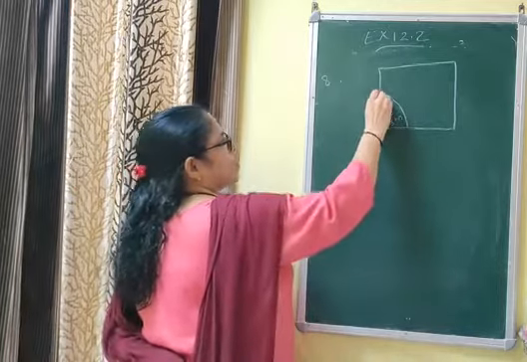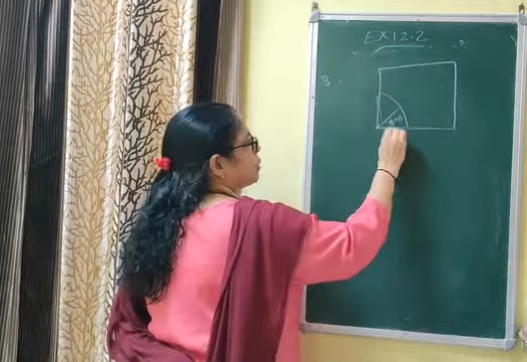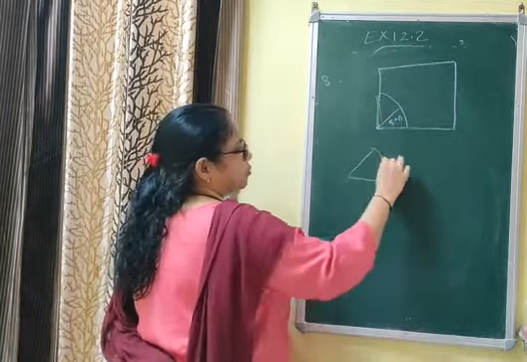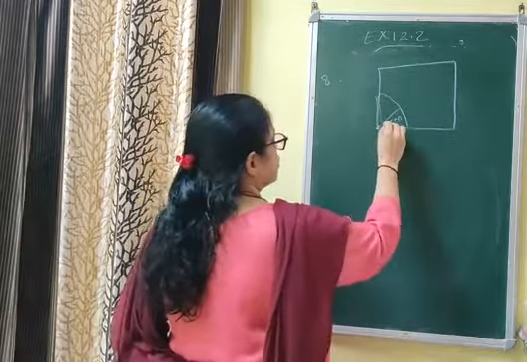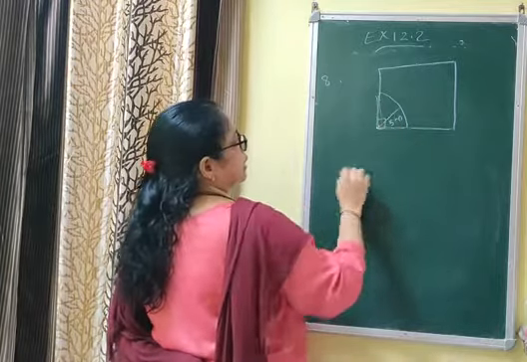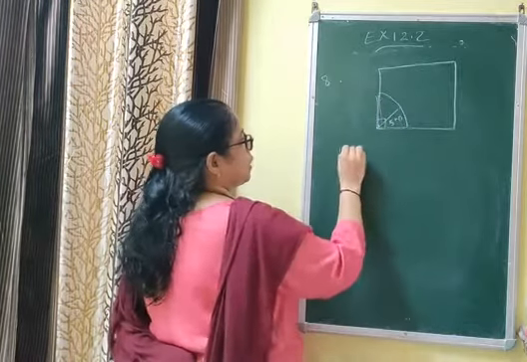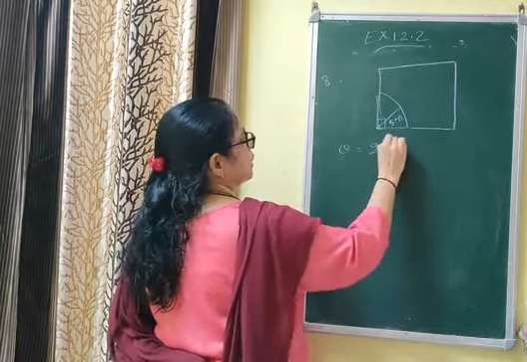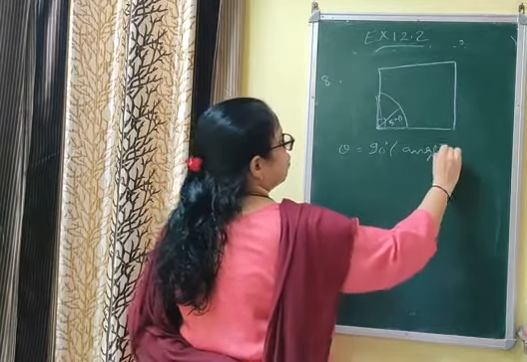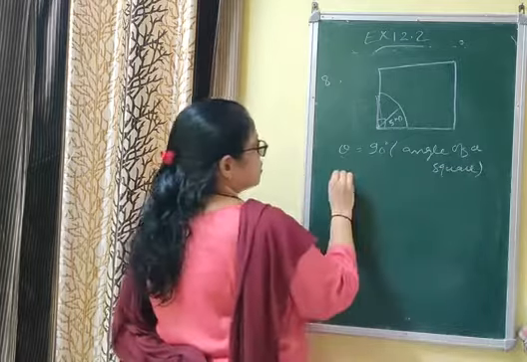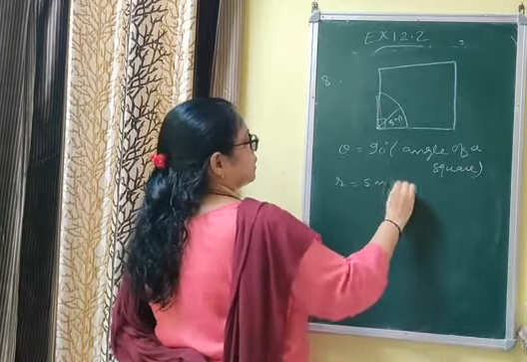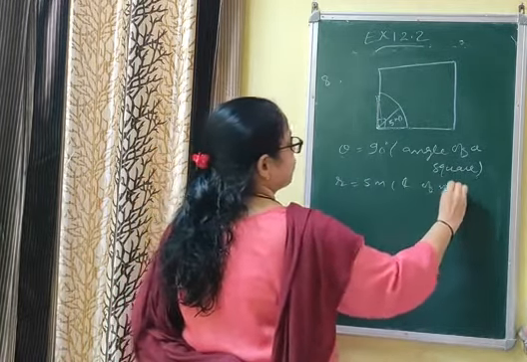If the horse can move like this, the area will be in which shape? The region will be in the form of a sector. And since it is a square, this angle is 90 degree and the radius is the length of the rope. That is, theta is equal to 90 degree, reason: angle of a square. Now radius is equal to 5 meter, that is the length of the rope.